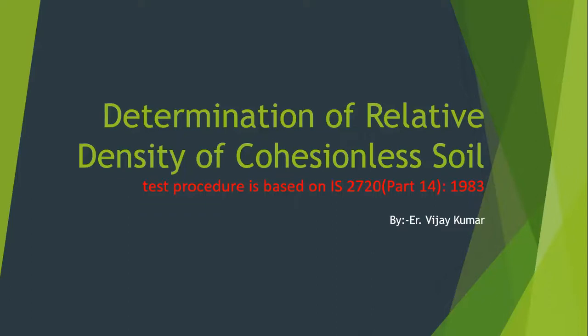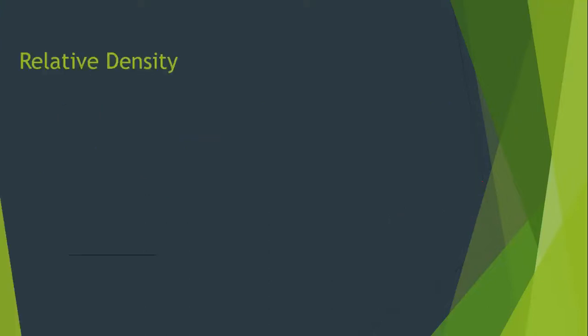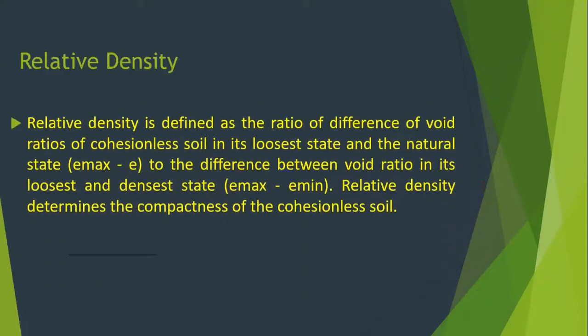So today we are going to do the determination of relative density of cohesionless soil as per Indian Standard Code 2720 Part 14, 1983. So what do we mean by relative density? Relative density is defined as the ratio of difference of void ratios of cohesionless soil in its looser state and the natural state, which is Emax minus E. Emax is the value of void ratio when it is in looser state, and E is the natural void ratio, you can say, when soil is in natural state.